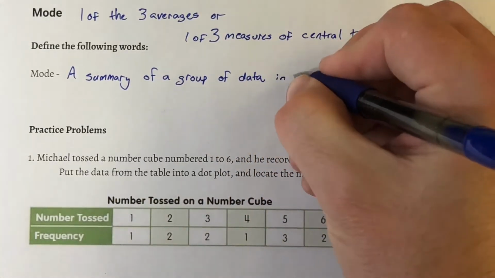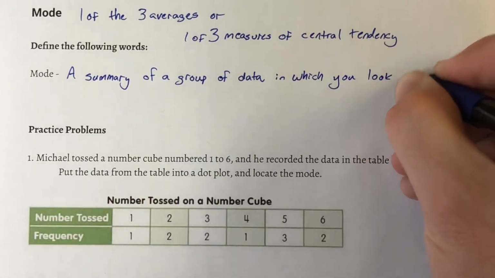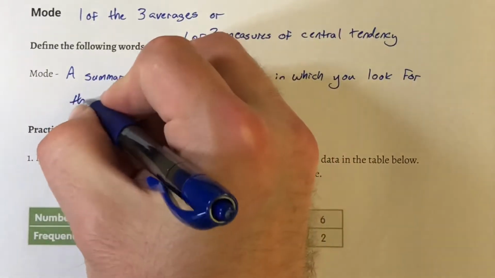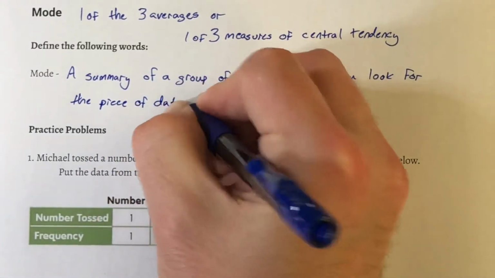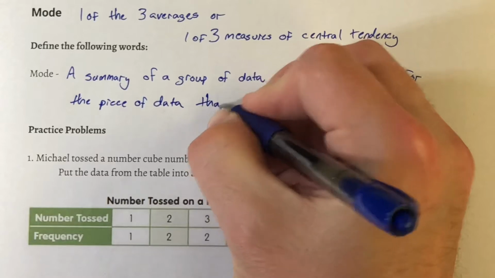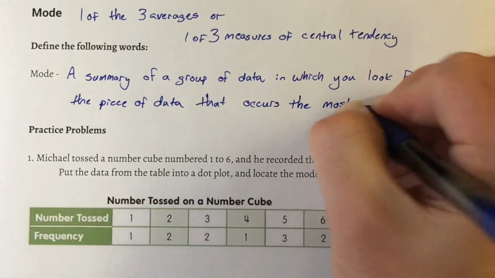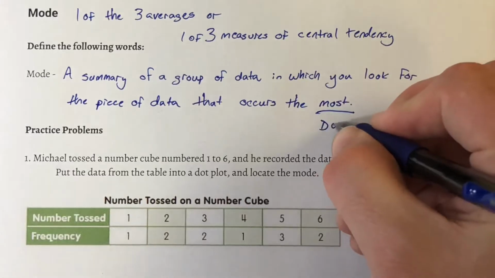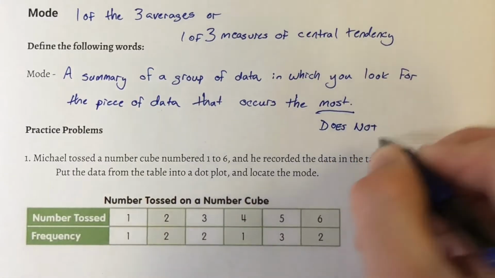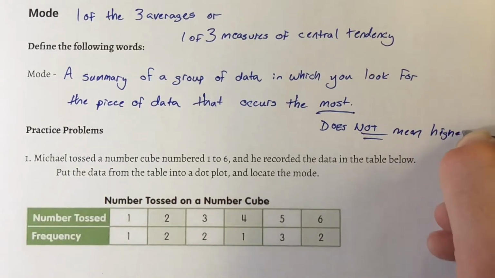And just like median and mean, mode is a summary of a group of data in which you look for the piece of data that occurs the most. And the word most does not mean highest. It's whatever happens the most often. There's a lot of it.